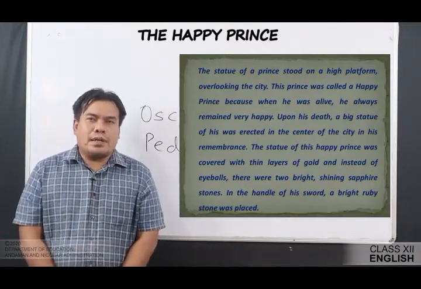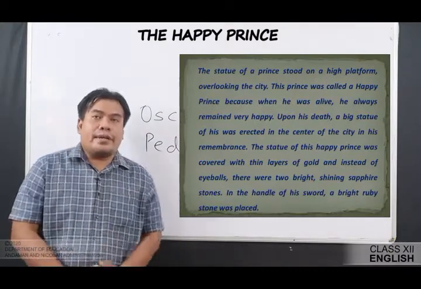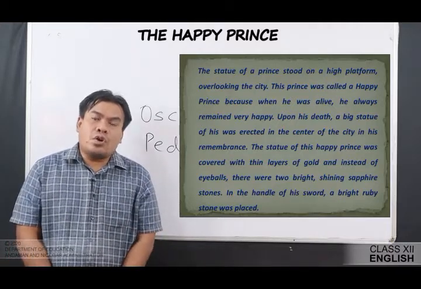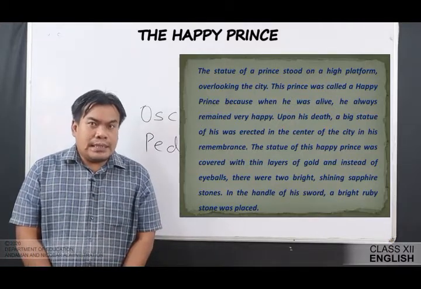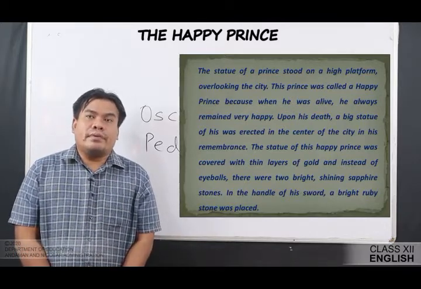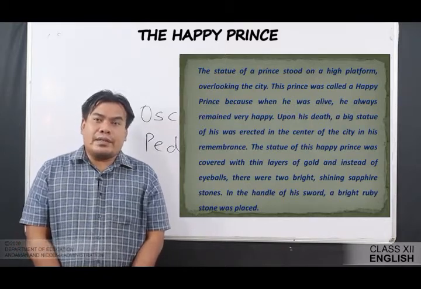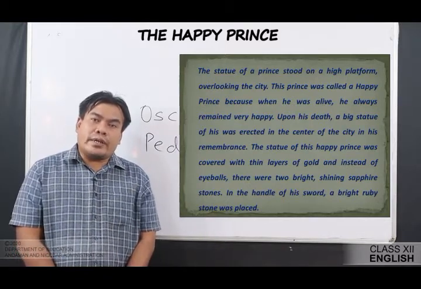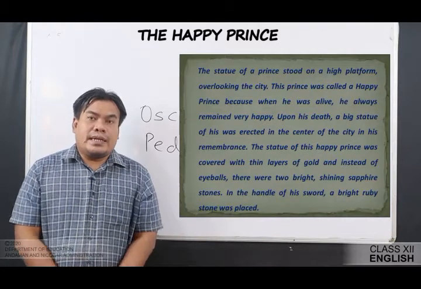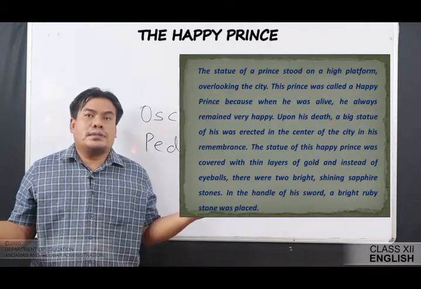Please look at your book. It's the paragraph in your book. Let me read it for you. The statue of a prince stood on a high platform overlooking the city. This prince was called a happy prince because when he was alive, he always remained very happy. Upon his death, a big statue of his was erected in the center of the city in his remembrance. In the handle of his sword, a bright ruby stone was placed.